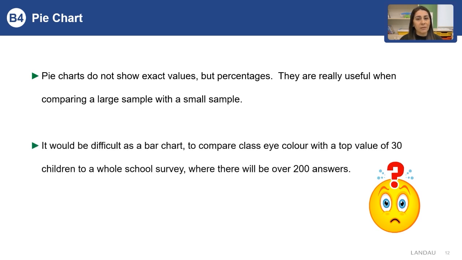It would be difficult with a bar chart to compare a class eye color survey with a top value of 30 children to a whole school survey where there will be over 200 answers. But when using a pie chart, it will be much easier.